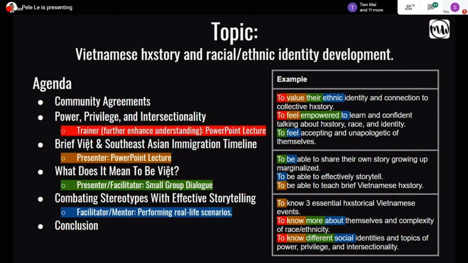The third one is the body where we talk about what it means to be Viet. This one is where I want to be presenter and facilitator. This is going to be facilitated in a way where I divide folks into different groups and allow them to talk to each other about what it means to be Vietnamese. This is a strategic way to increase the amount of contact, because instead of me just talking to everyone, they can talk to each other.